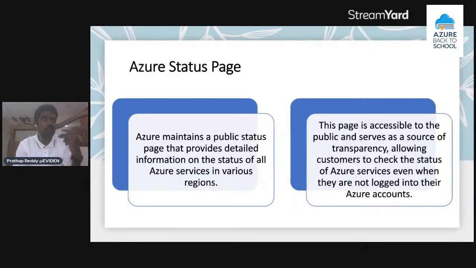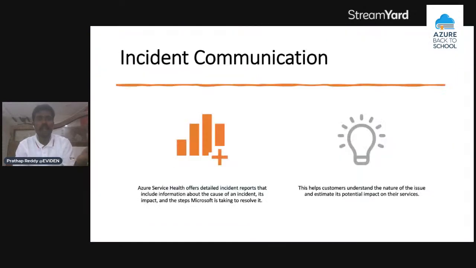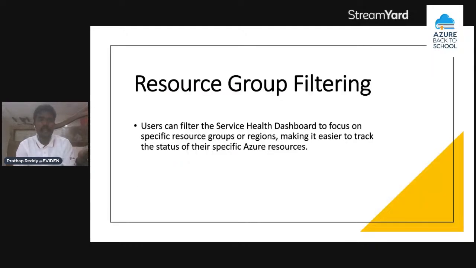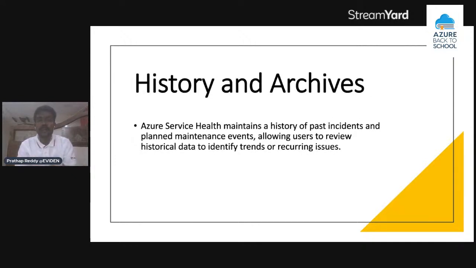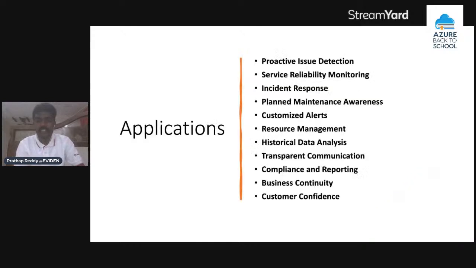After that, we have to view the status of this page, and after that, we have to go for the incident where the issue is raised. Once the issue is raised, we need to go for the resource group filtering, and we have to rectify that problem by using the historical data, identifying the trends and recurring issues. It's a step by step process, in the triggering and troubleshooting of whatever problem is really happening in this service here.